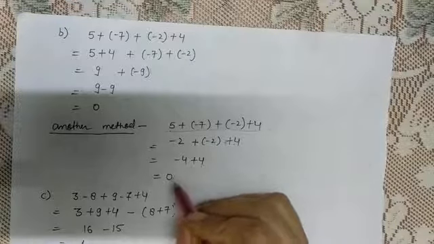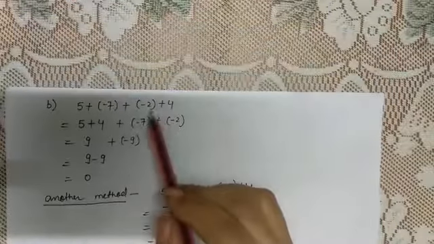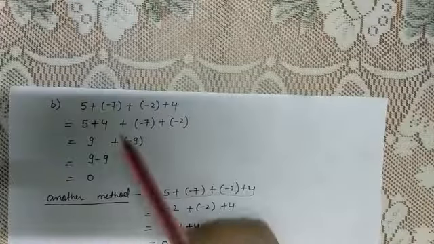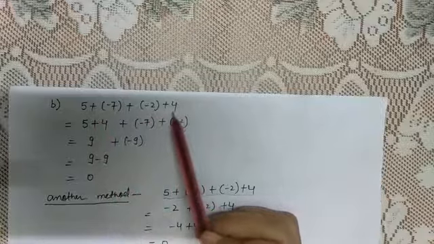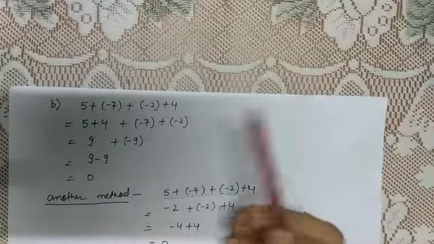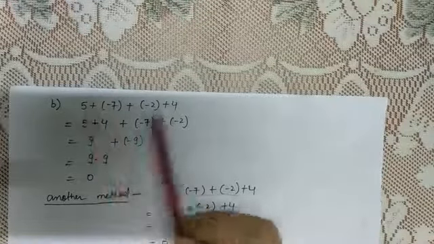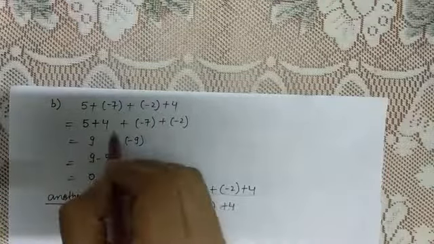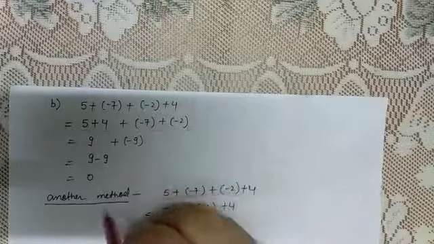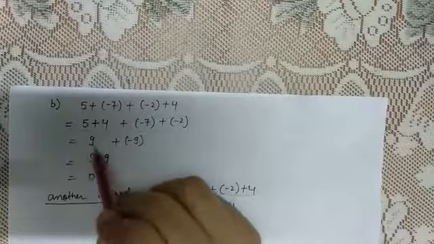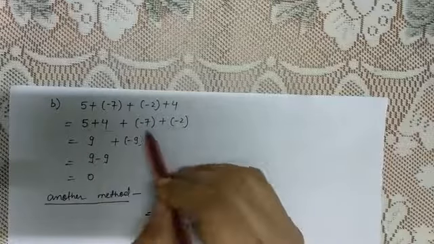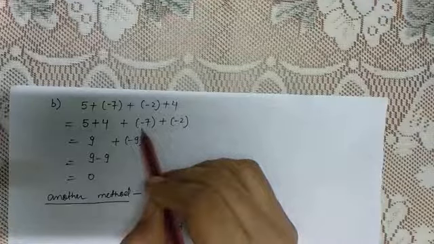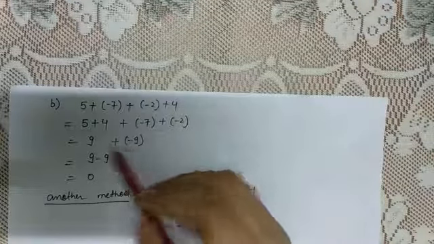Another method, how can we solve it? If you get 3 or 5 or 4 and more integers, what will you do first? You just add the same sign integers together first. So we will write the positive integers together, and we will write the negative integers together. As I have written, 5 plus 4 together and minus 7 plus minus 2 together. So 5 plus 4 is 9, and minus 7, minus 2, they both are of the same sign, so they will be added to give 9, and here it is a minus sign, so we put the minus sign.